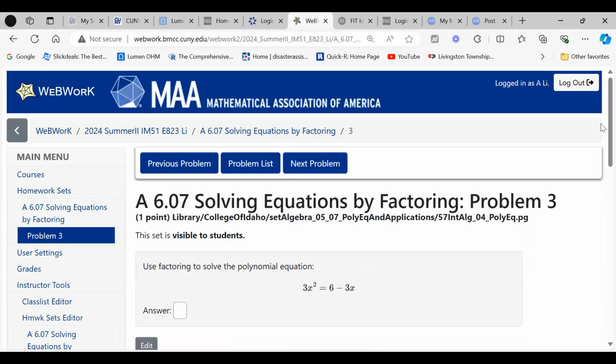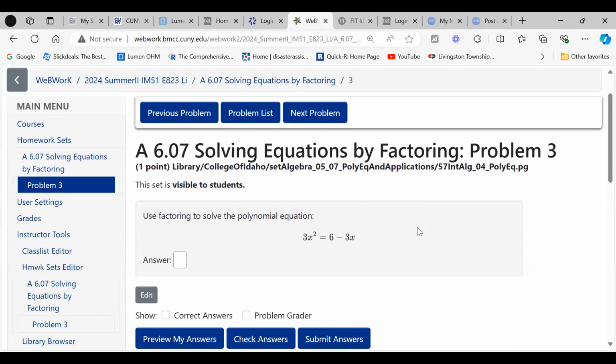Now let's look at the next question. Let's try this. So you're going to move both terms on the right hand side to the left hand side first, and then factor by GCF. And solve for x.